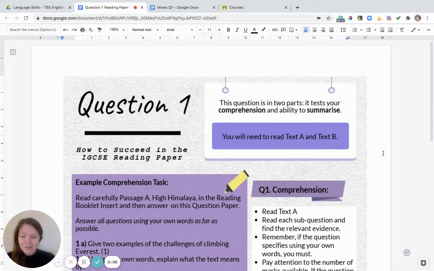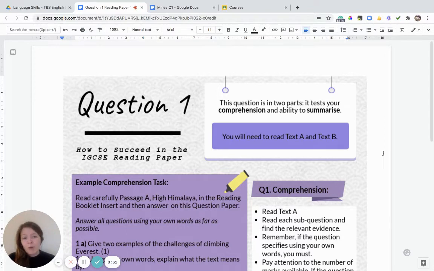Hi guys, welcome to this masterclass on question 1 for the CIE English language reading paper. So I'm going to talk you through, first of all, a few reminders of what question 1 is asking you to do and what it's testing you on. And then I'm going to give you a question 1 that I would like you to have a go at. You can find that linked underneath this video.